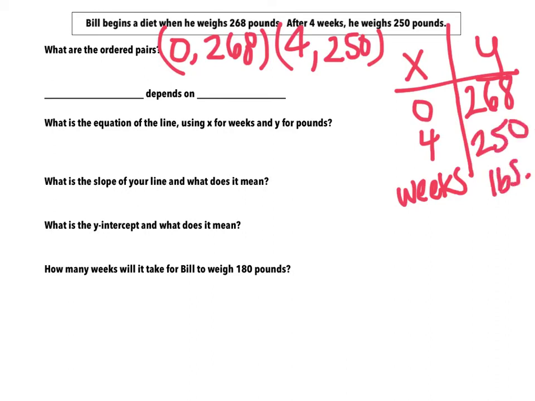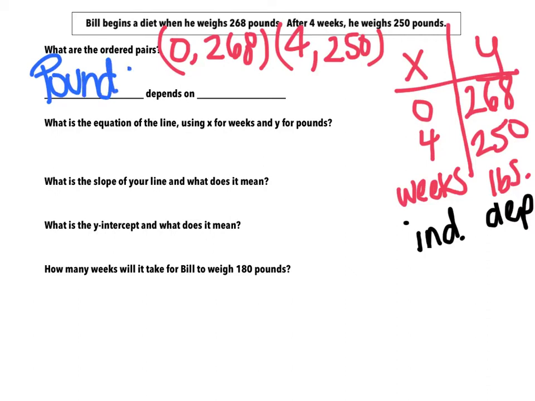Now remember, the x values are independent values. The y's are the dependent values. So independent and dependent. So the y's depend on the x, which in this case, the pounds depend on the weeks. When you think about that, it makes sense because the number of pounds Bill has lost depends on the number of weeks that he's been on his diet.